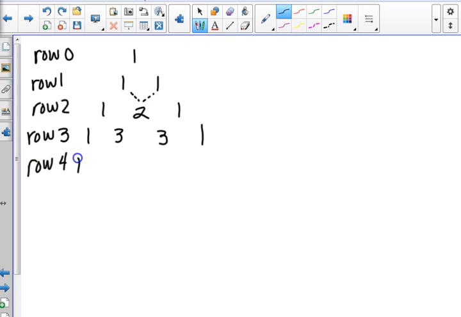Row 4 would go 1, 4, 6, 4, 1. Okay, let's do one more. Row 5 would go 1.